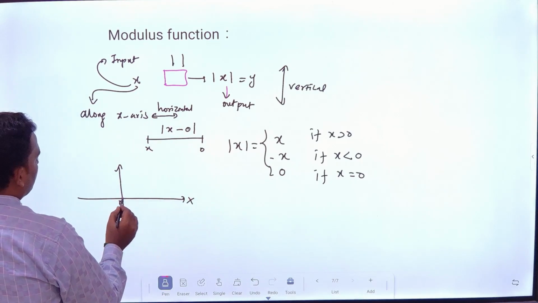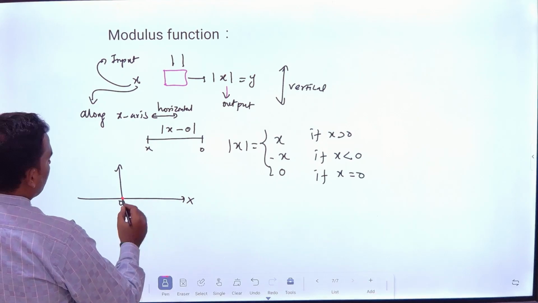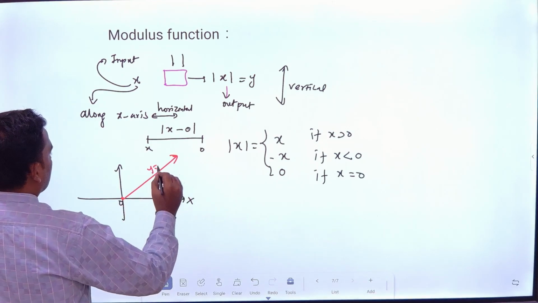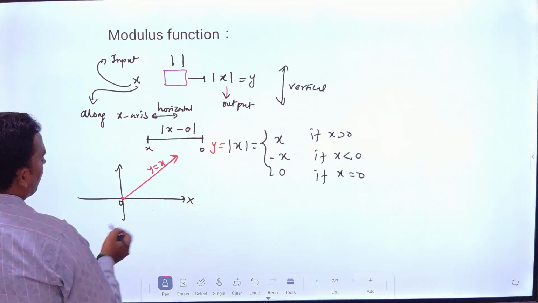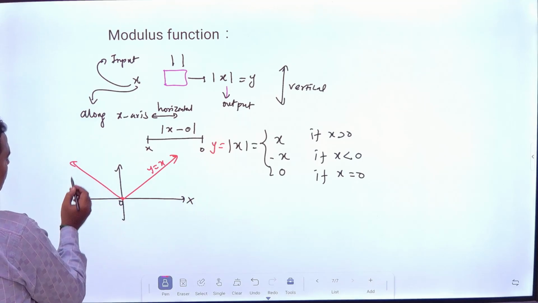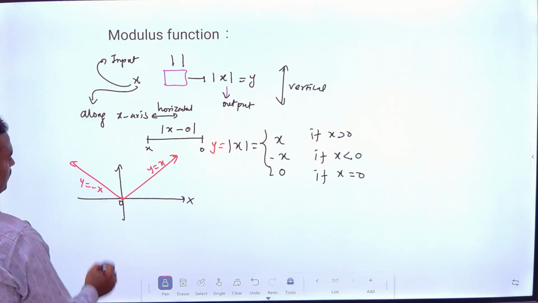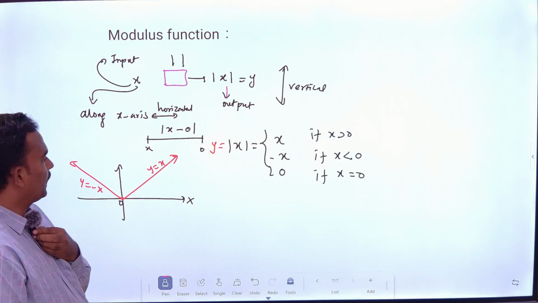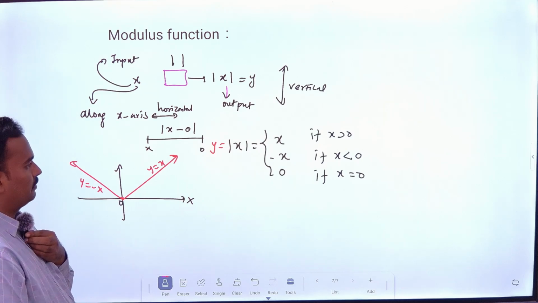At x equal to 0, y is 0. When x is more than 0, y is equal to x. When x is less than 0, y is equal to minus x. I think it is clear? This is your mod x graph.